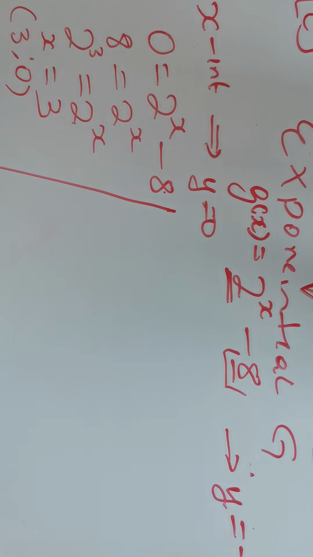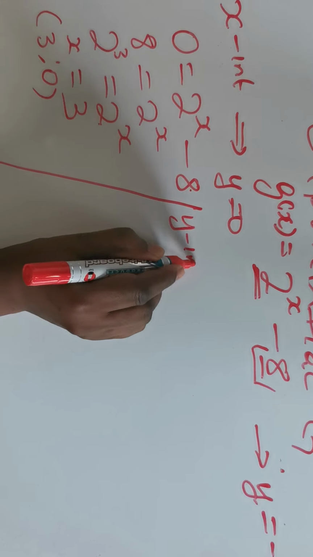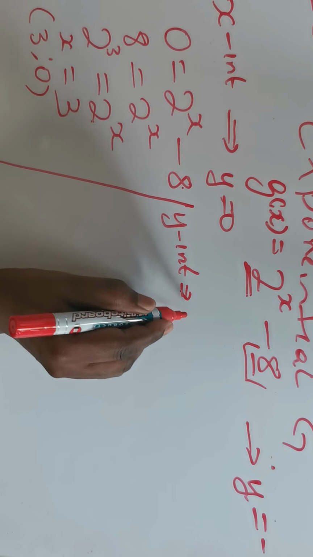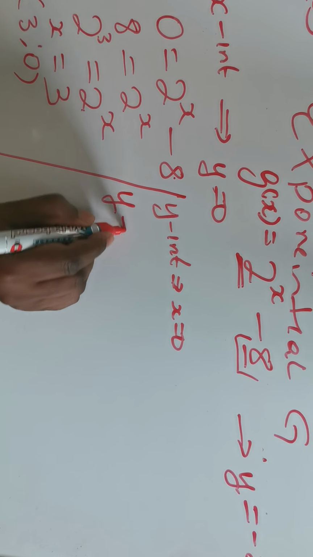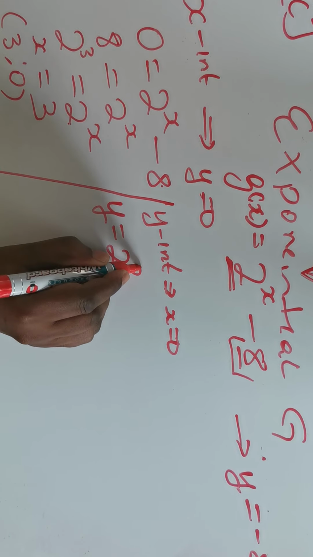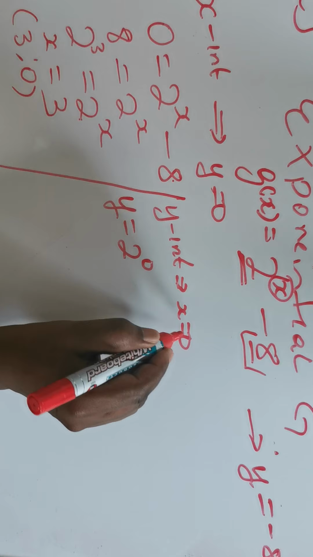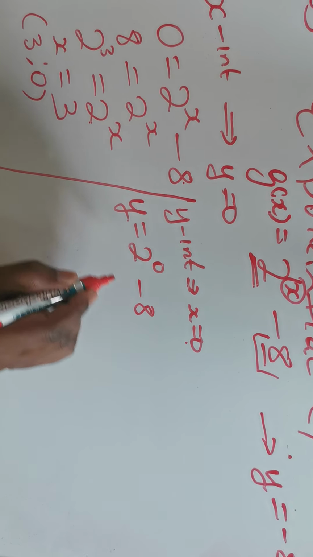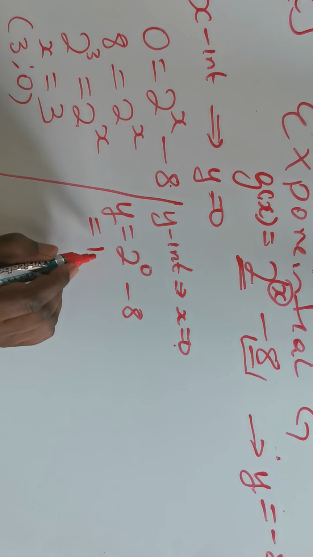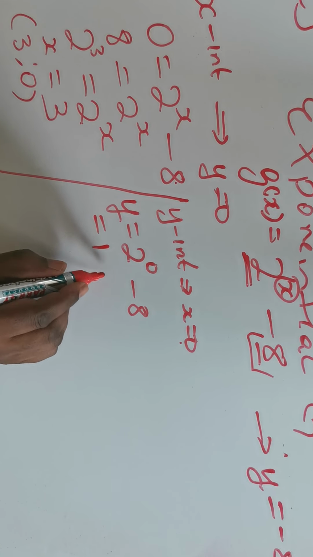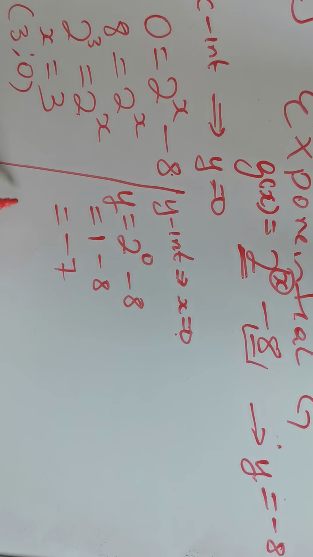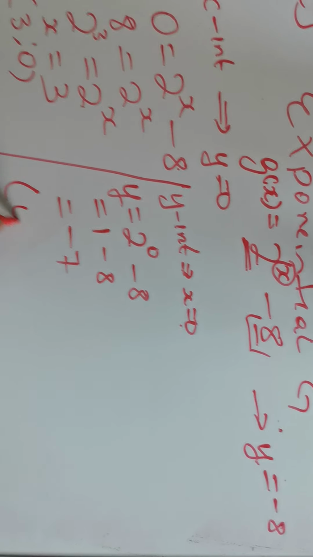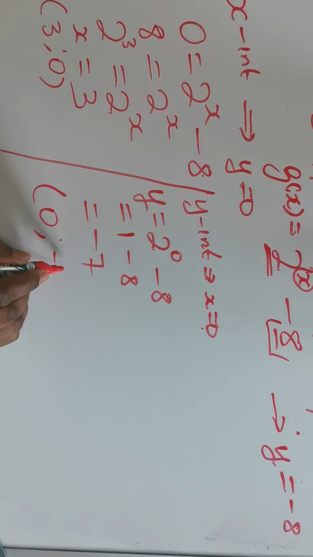Then in a coordinate form, this will be 3 and 0. Okay, we use this base for the y-intercept. For the y-intercept, what do you do? You let x be 0. So this will be y equal to 2 exponent 0, because where there is x, you now put 0, minus 8. And this will give you 1, because we say any number raised to power 0, it's 1, minus 8. And obviously this will give you negative 7, which means our coordinate here will be 0 and negative 7.